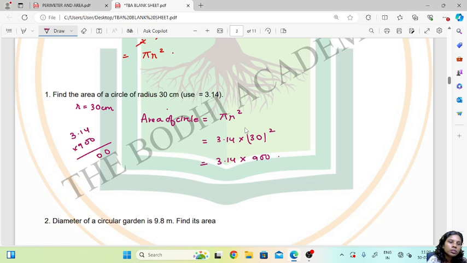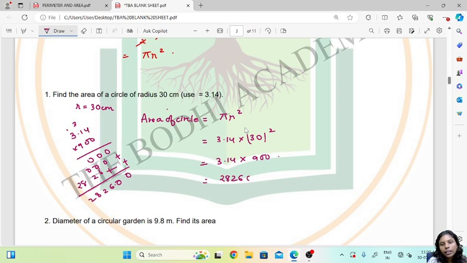So 0, 0, 0. 9 4s are 36. 9, 10, 11, 12. 9 3s are 27, 28. 0, 0, 6, 2, 8. After decimal 1, 2. So area is 2826.